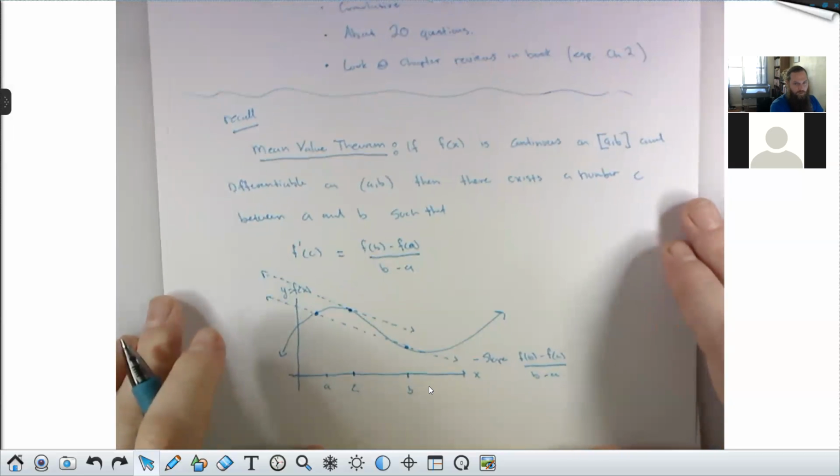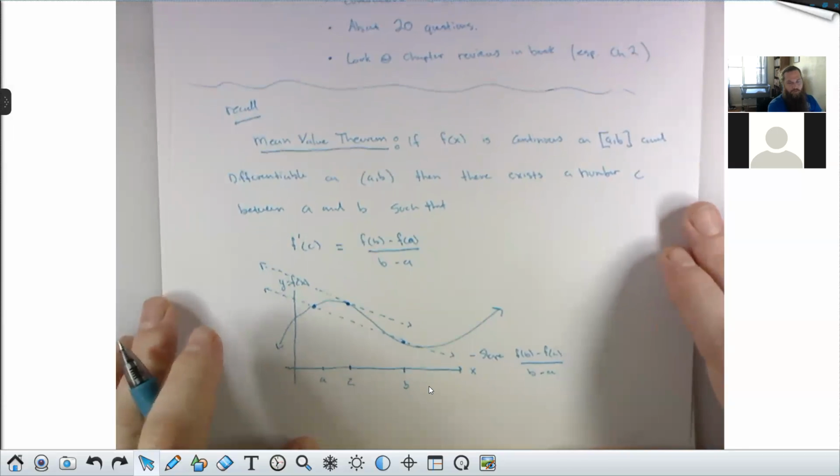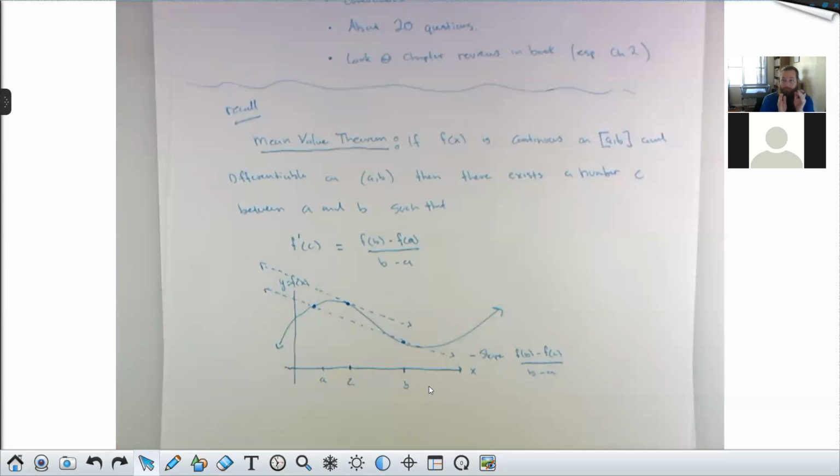So that's the original mean value theorem. It says if you give me a secant line, I can find you a tangent line that is parallel, and the point of tangency will be in between the two endpoints for the secant line. This is a shockingly big deal.